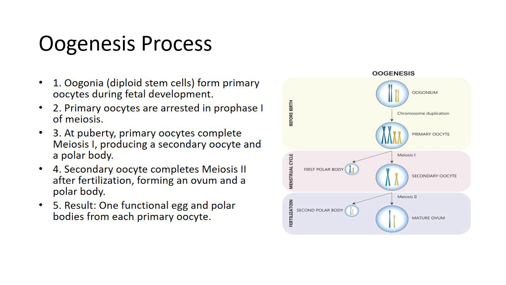Ovulation. The secondary oocyte is released from the ovary during ovulation and is arrested in metaphase 2 of meiosis. This is the stage at which the egg is available for fertilization. Meiosis 2, completion of oogenesis. If the secondary oocyte is fertilized by sperm, it completes meiosis 2. This results in the formation of a mature ovum, haploid, which combines with the sperm's genetic material to form a zygote, and another polar body that is discarded.